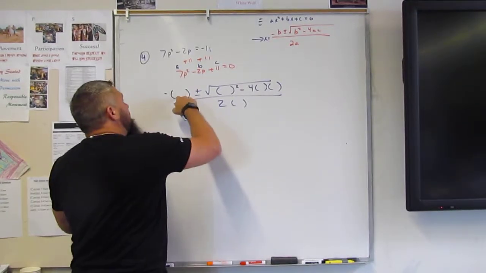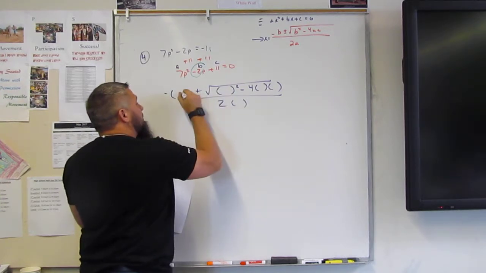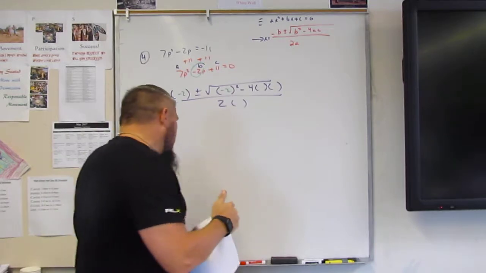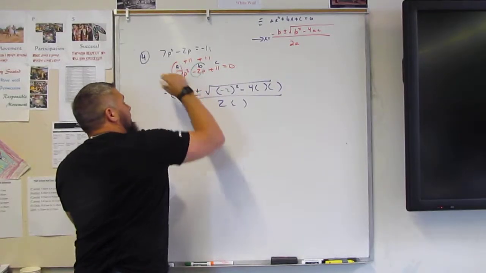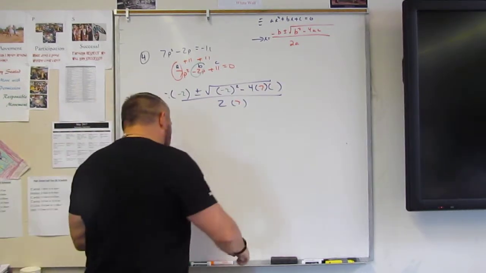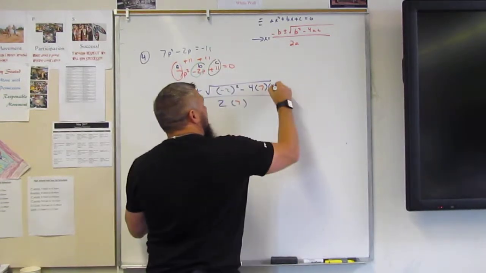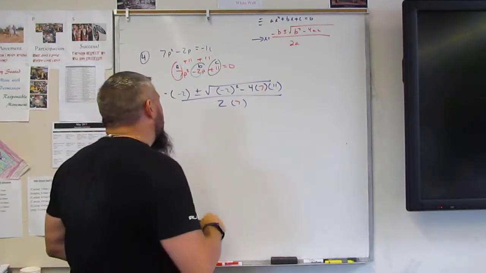I look for my b. Oh, that's this guy. Negative 2. I look for my a. That's this guy. 7. I look for my c. That's this guy. 11. Okay?